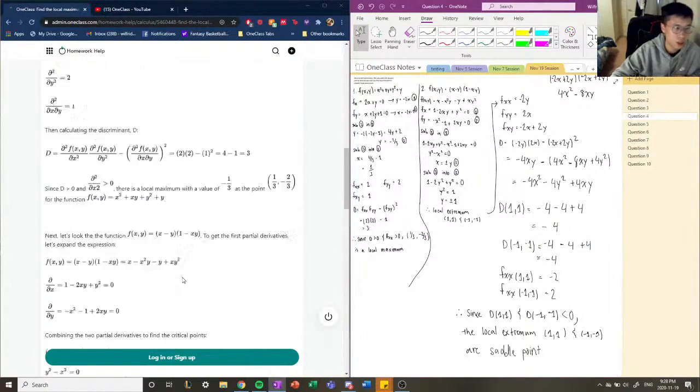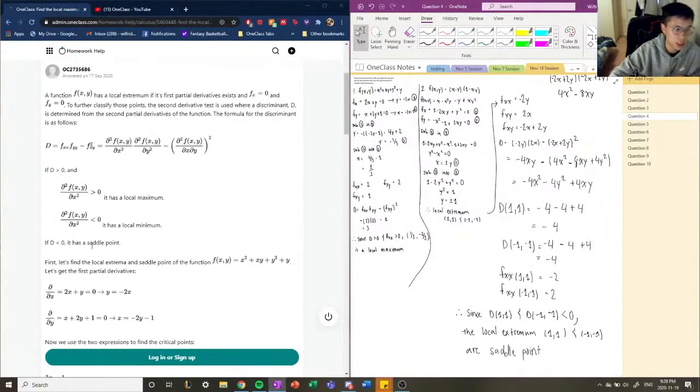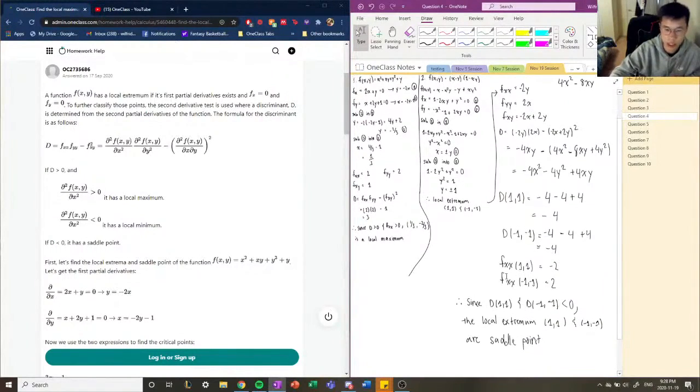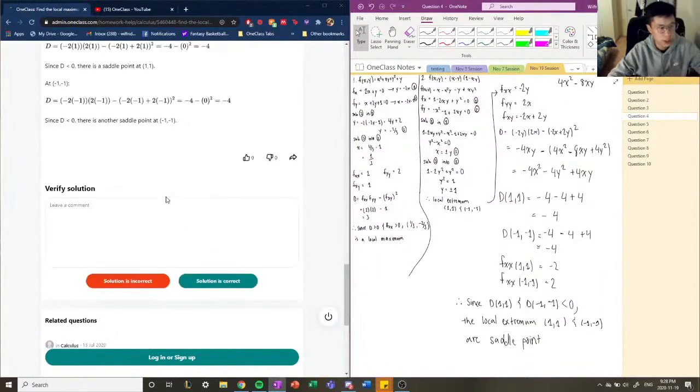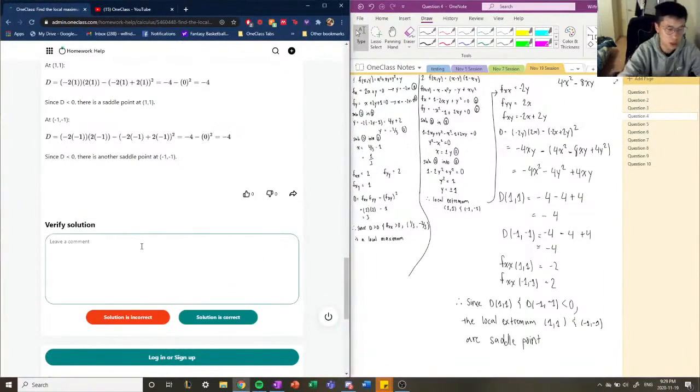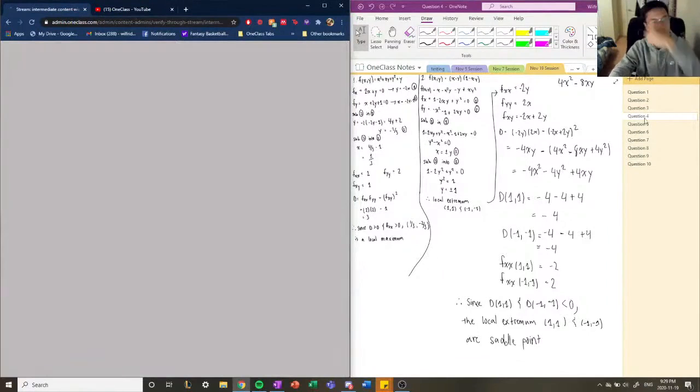When a discriminant is less than 0, it has a saddle point. So we noticed here that both discriminants of our local extremum yielded negative values. So now we know that they're both saddle points, and we have solved the question. This was a very long question, and the junior tutor got it correct. So this solution is correct. Good work.